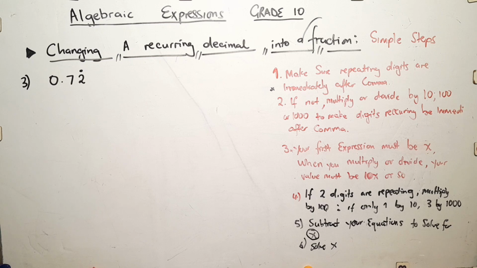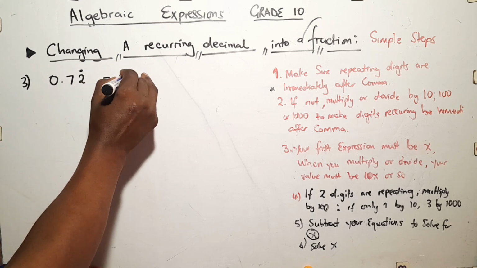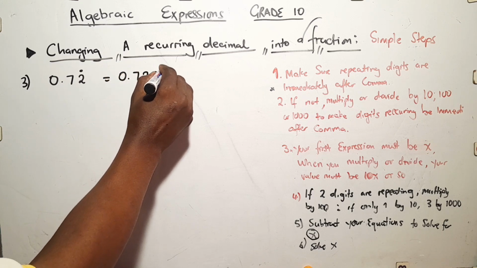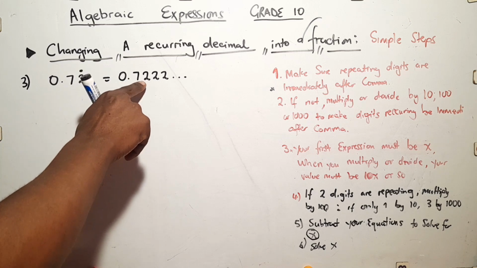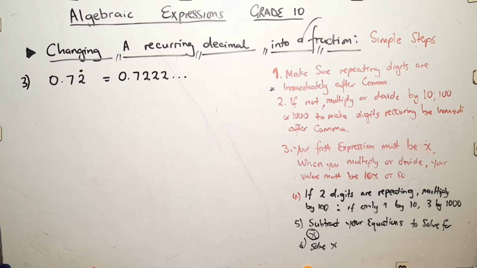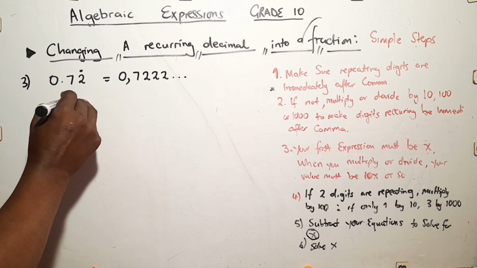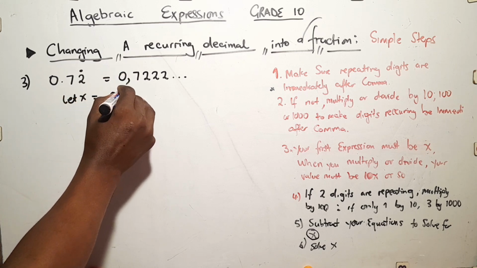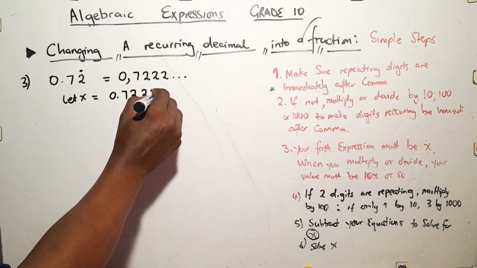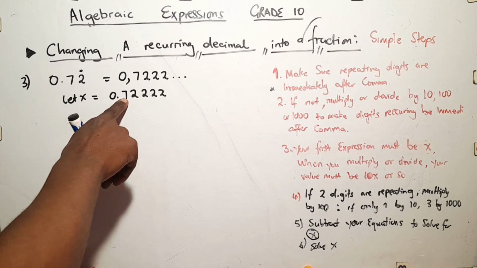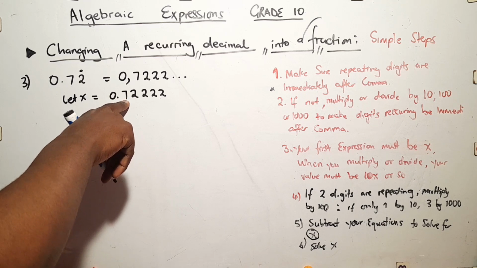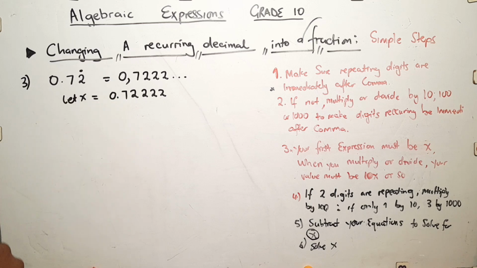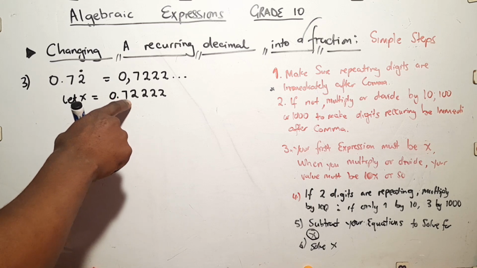Now let's look at this. So we're having 0.72, but the 2 is recurring. So this is equivalent to 0.7222 and so on. But now our repeating digits or our recurring digits are not immediately after the comma. So what do we do now? So firstly, let's let our x be equals to 0.7222. So now since we are having our digits that are recurring not immediately after the comma, and we're having one digit after the comma, can you see that? That is not recurring.